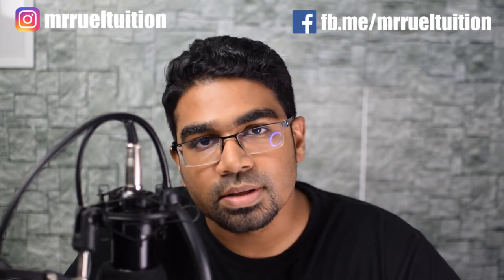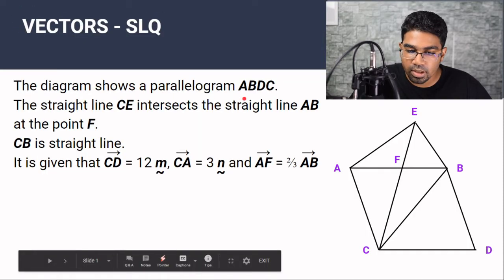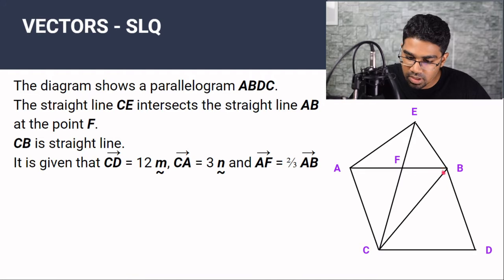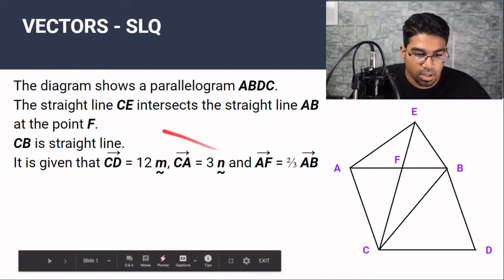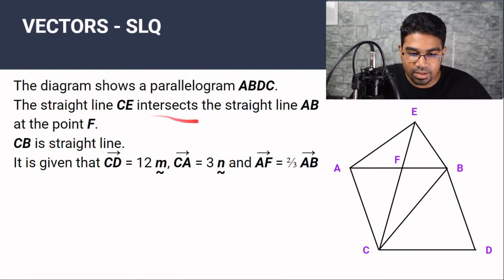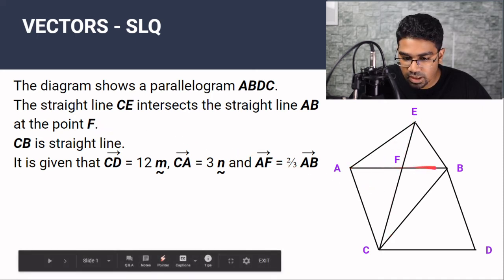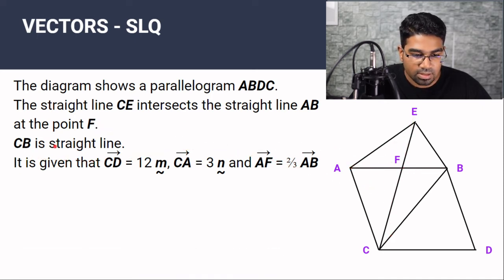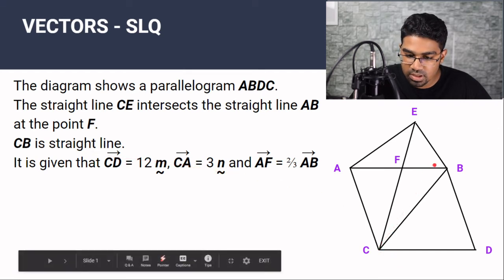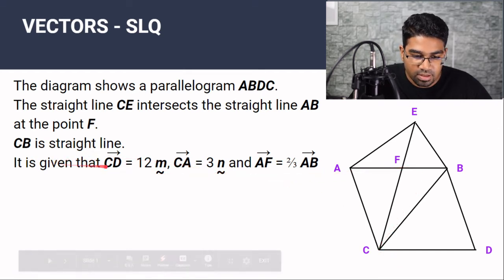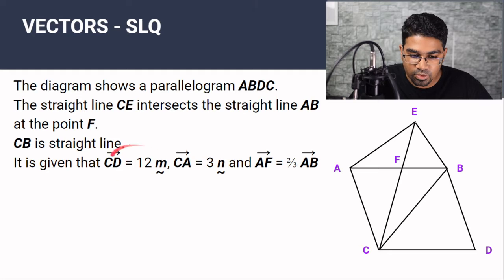Let's get right to the question. The diagram shows a parallelogram ABDC. So ABDC is a parallelogram. The straight line CE intersects AB at the point F. This is CE, it intersects AB at F. CB is a straight line. It is given that CD is equal to 12m, CA is 3n, and AF is equal to 2/3 of AB.